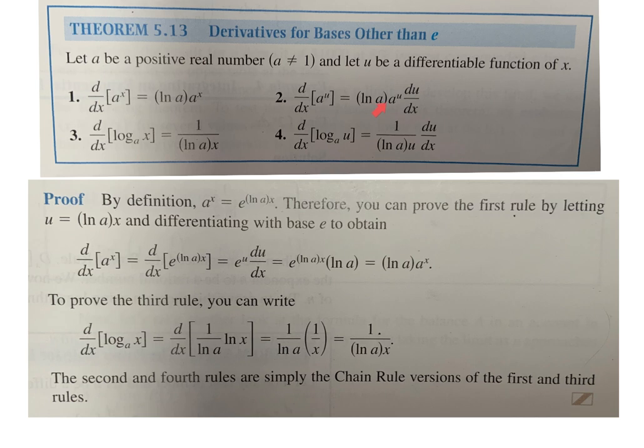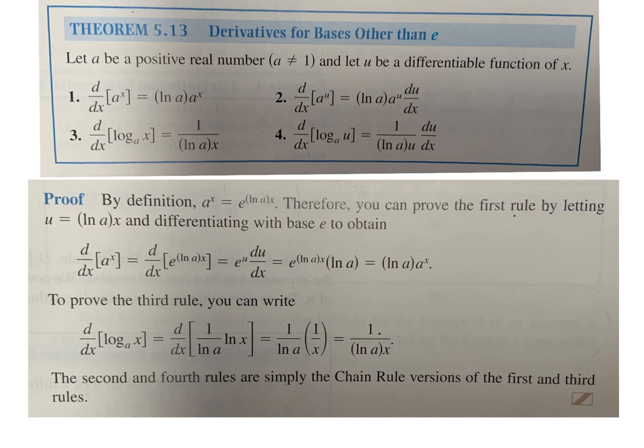If you have a to u, that means some function. So instead of just a to x, we have a to x squared. Well, it's still going to be the natural log of the base times that a to the x squared times the derivative of that exponent, 2x, right? So these two are the same. It's just we have to account for something other than x. The derivative of x is just 1, so there's no reason to multiply by 1. But the derivative of anything other than x is going to actually give us something else.